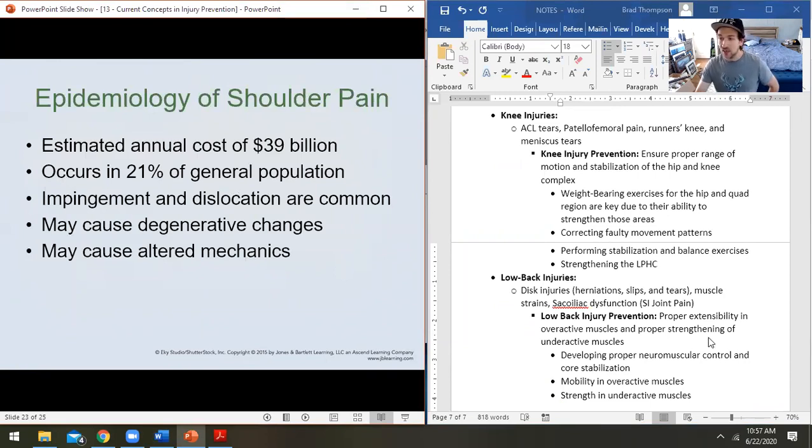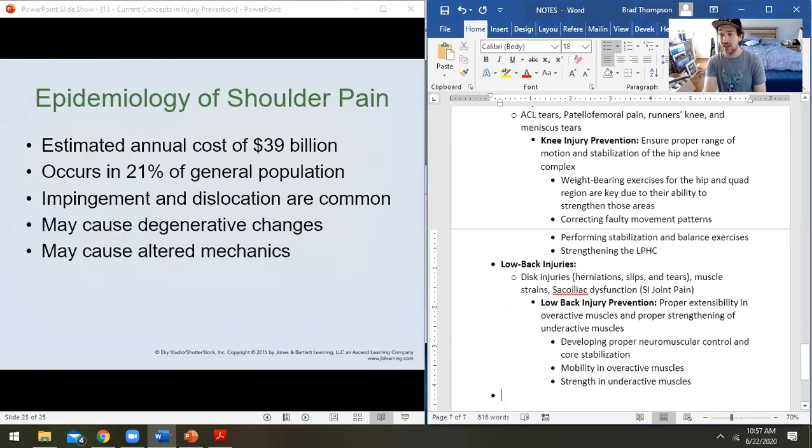And lastly here, we've got the shoulder pain. Good Lord, this is another one that's common in sports.